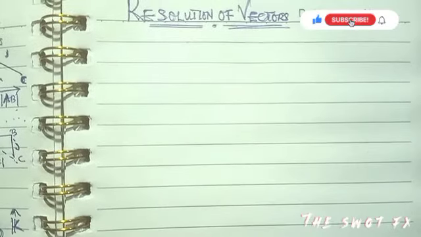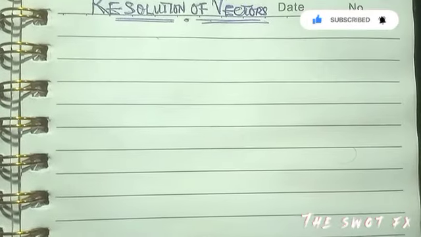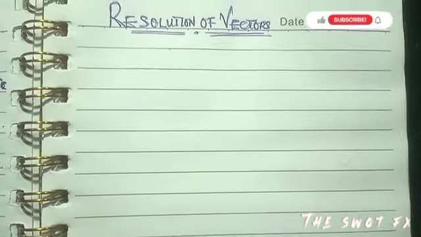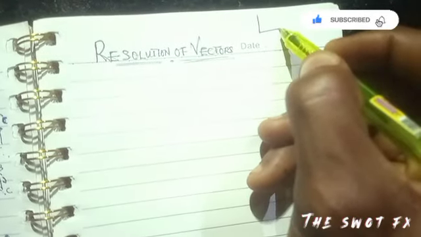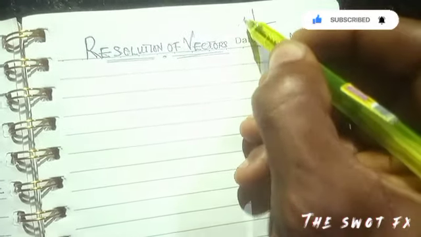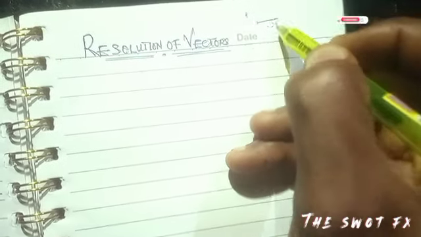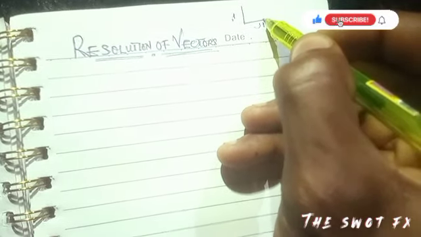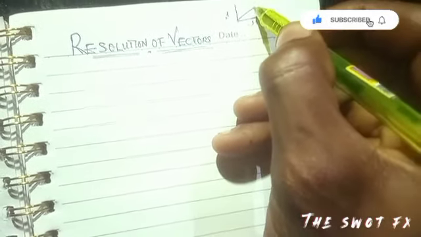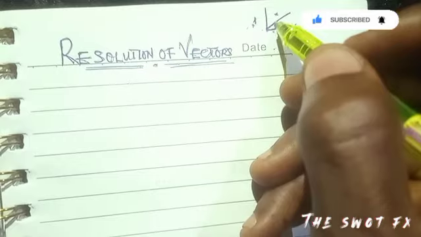From the previous class, I explained how we input our questions onto our calculator based on addition and subtraction of vectors. But today we're looking at resolution of vectors. In the last class I talked about vectors moving in different directions. Moving from here, you have i, you have j. Then if it's going in another direction, coming this way, it can be k.